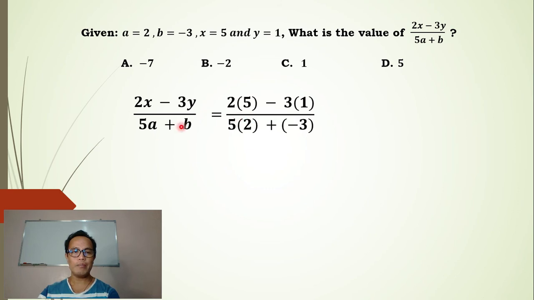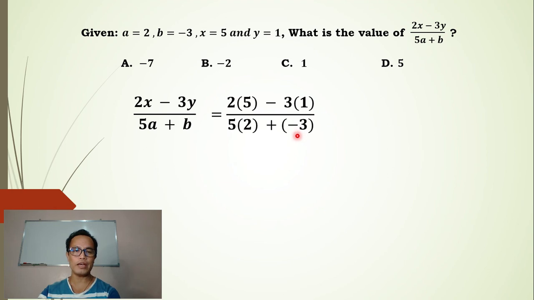Then for the denominator, we have here 5a. So we copy the 5. Instead of writing a, we change that with the value of a, which is 2. So that's why we have here 5 times 2. Then we copy plus, and instead of writing b, we change that with the value of b, which is negative 3. We have here negative 3, and we enclose the value in parentheses because we have a double sign, plus and minus, to indicate that this is negative 3.